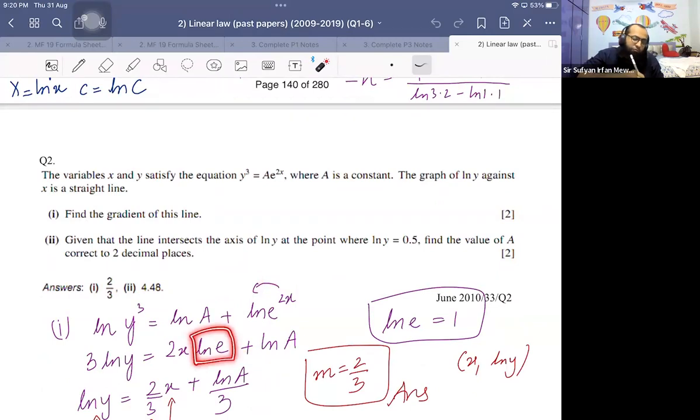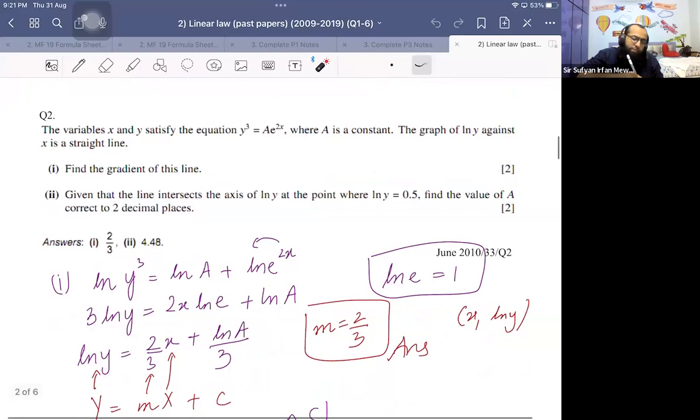Then if we have to make ln y the subject, we are going to cross multiply 3 and send it to the other side. 3 को हमें दूसरी साइड भेजना पड़ेगा ln y को सब्जेक्ट बनाने के लिए, because we know that the graph of ln y against x is a straight line, so there has to be ln y on the left and there has to be one variable x on the right. So ln y is equal to 2 upon 3 x plus ln a upon 3.